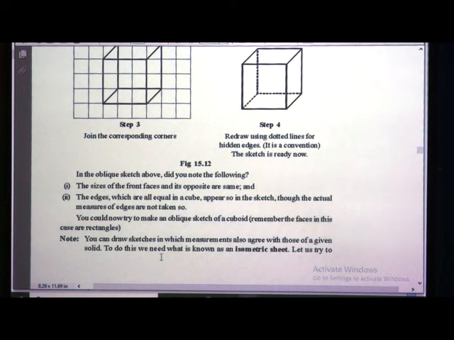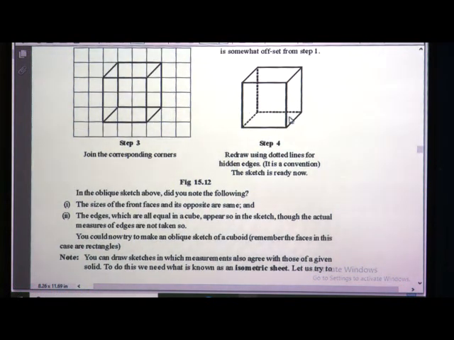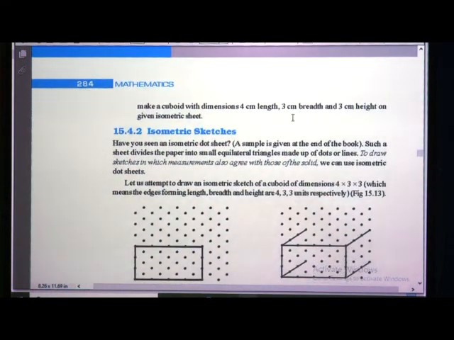You can draw the sketch in which the measurements also agree with those of the given solid. To do this, we need what is known as an isometric sheet. Let us try to do this on the isometric sheet. Now, this is the oblique sketch we have done on the small square box paper. We can say graph paper also. You can draw this type of figure, and find 3D shapes easily without having the measurements the same.